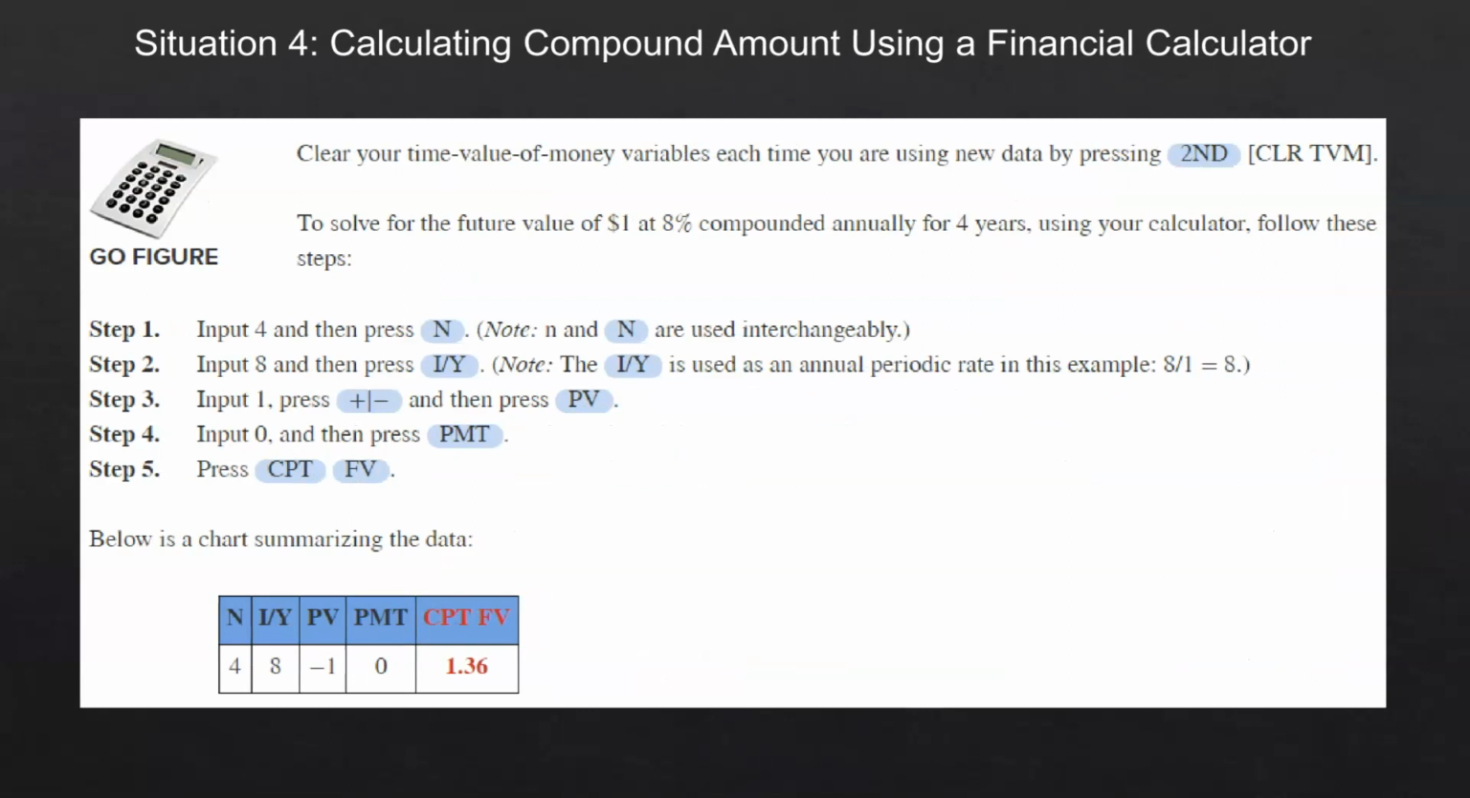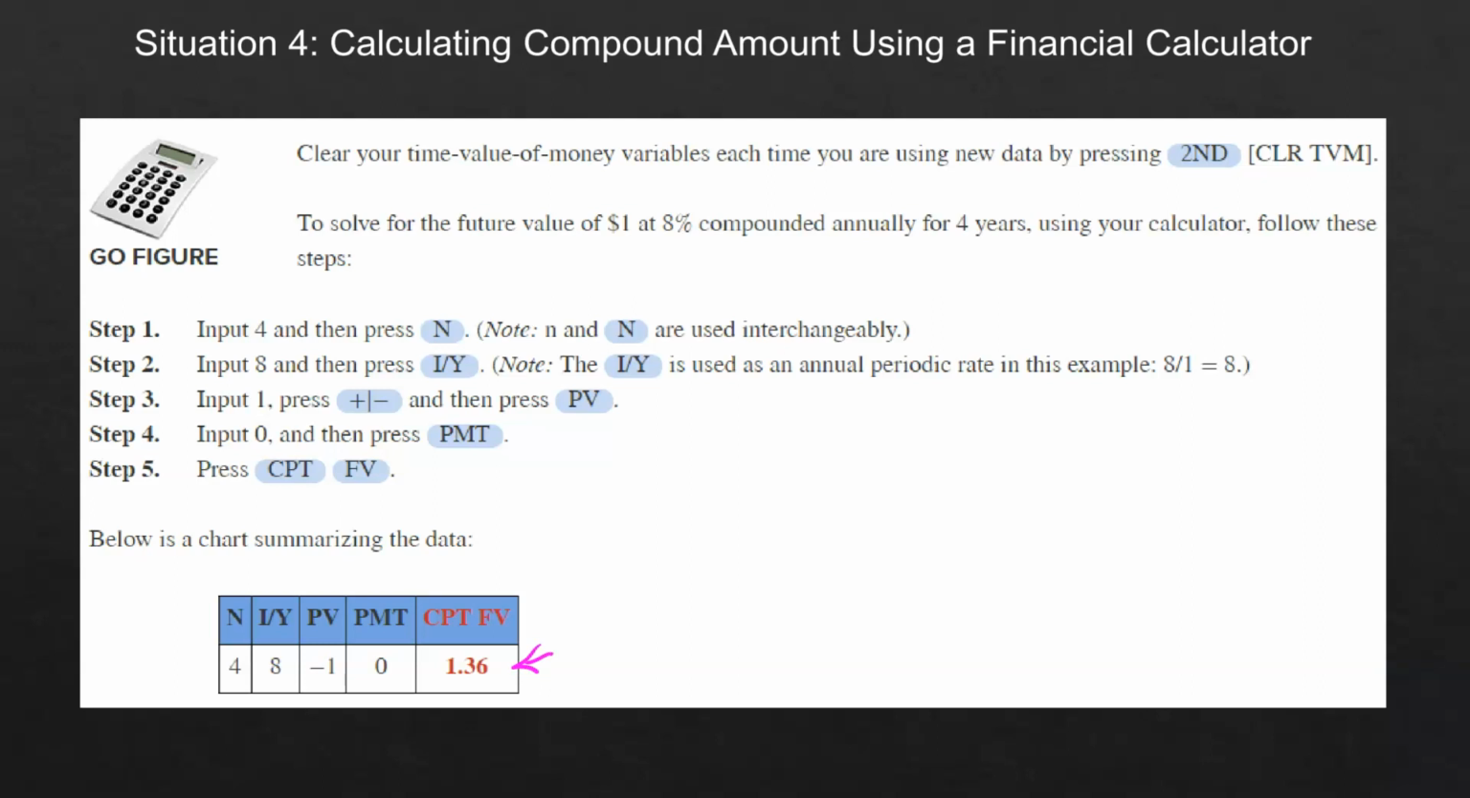Okay, so calculating compound amount using a financial calculator. I'm going to show you, we have an example here and you can try it yourself. It says to solve for the future value of $1 at 8% compounded annually for 4 years using your calculator, follow these steps. Remember, we just did this. I showed you this on a previous slide.